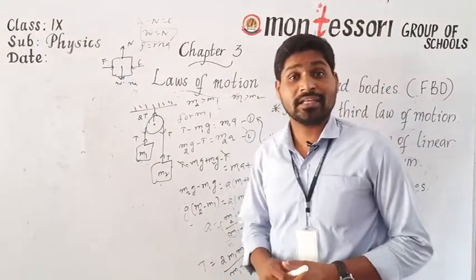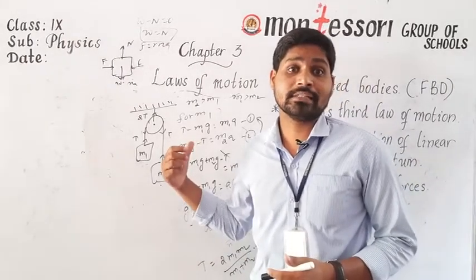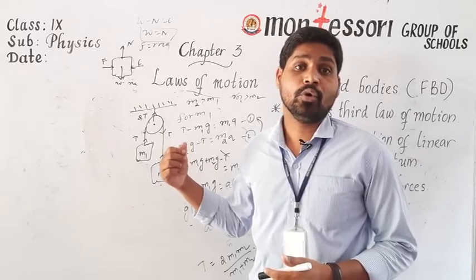Next one is tension and thrust in the pulley. Is it clear? So this is about the connected bodies, especially about free body diagrams.